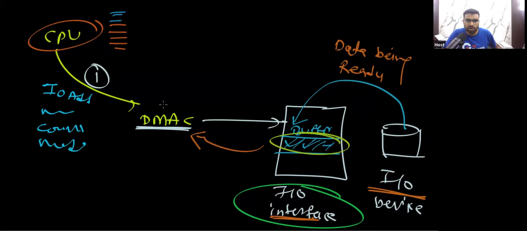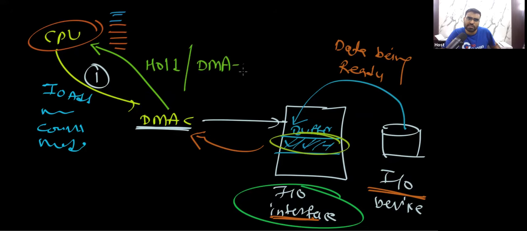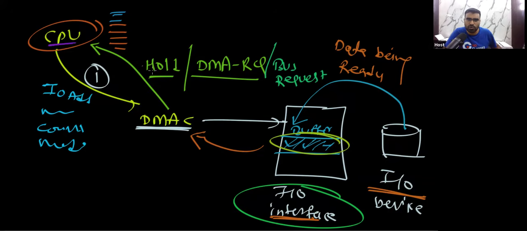Now what will the DMA controller do? This DMA controller will send a signal to the CPU. This is called the hold signal, or you can call it the DMA request signal. Basically, this is the name of this signal, or you can call it the bus request signal. This is called the system bus request signal. Okay, is this clear? Now the signal will go to the CPU. What will the CPU do? Tell me. When the signal comes to the CPU, what will the CPU do?